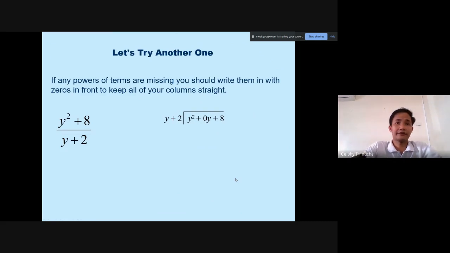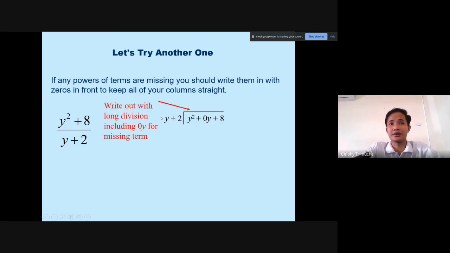Okay, we have another dere. Given any of terms are missing, pwede nga given as aton nga equation. So paano siya natin isulat sa aton nga long division? So we have y squared plus 8 all over y plus 2. So take note, wala kita linear term. So dapat butangan ta lang siya as 0. So we have y squared plus 0y plus 8, and we have y plus 2 as aton nga divisor. So write out the long division including 0y for the missing term.